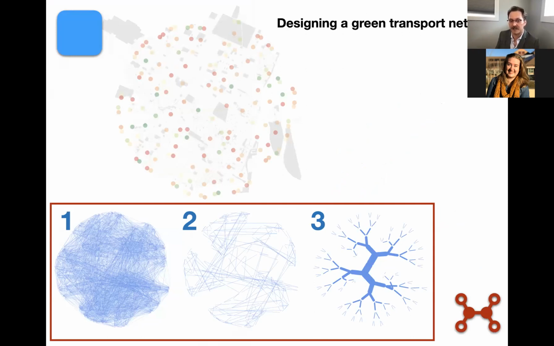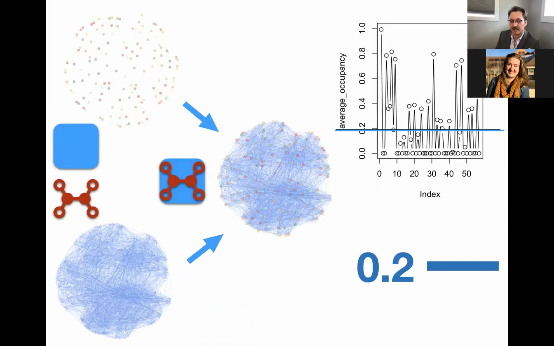We can make every single pairwise connection, number 1. Number 2, we can make really select pairwise connections. Or number 3, we can make a fractal connection. With everything, like plowing over all of the in-between space and making it all green for connections, we get an average occupancy of these patches of 0.2.